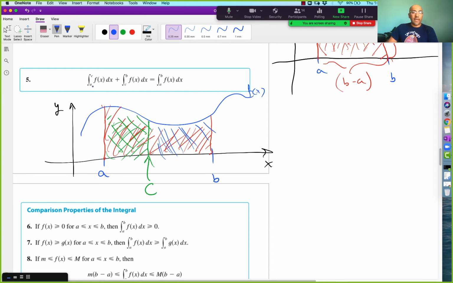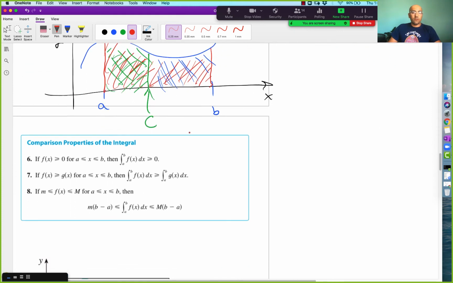So the integral from A to C of f of x dx, that's going to be the green part, and then the integral from C to B, that's going to be this blue part, must be equal to, when we add those two areas of those two regions, they must be equal to the area in red, from A to B.